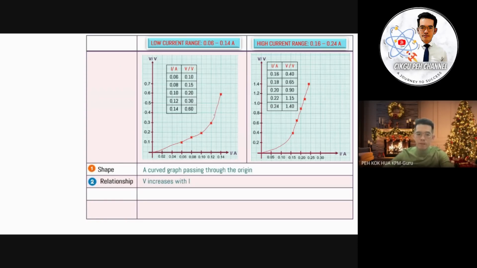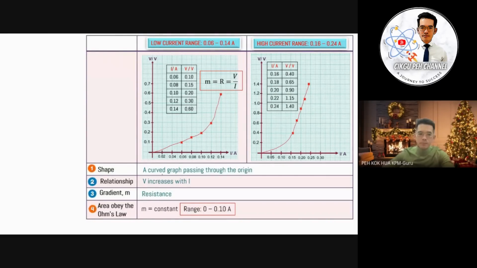Second, the relationship: both show V increases with I. Then the gradients of both graphs are also the same, because this is the graph of V against I, so the gradient represents the resistance. This is related to the type of graph, where the gradient equals R, which is V over I. Here you can see the area obeys Ohm's law, where R is constant.